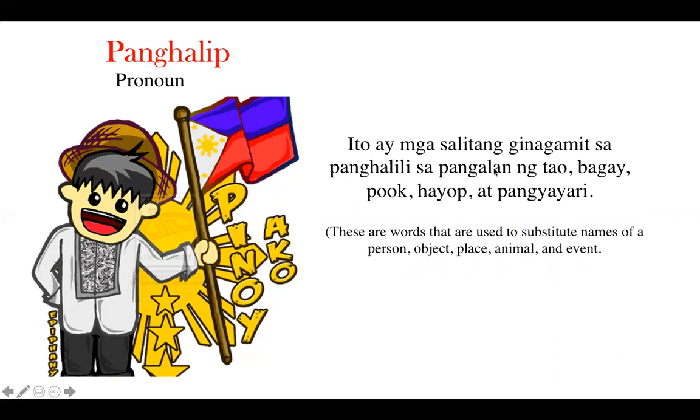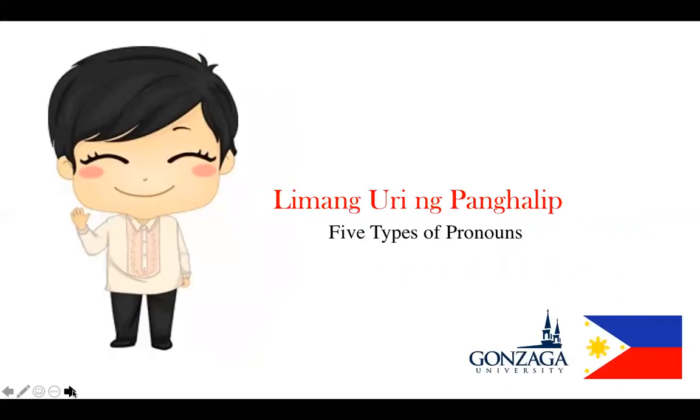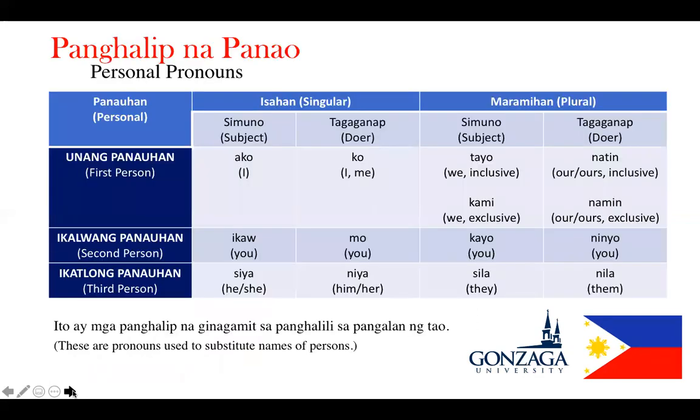So I'd like to introduce you to the 5 types of pronouns that we have in the Filipino language. Okay? Or 5 uri ng panghalip. Uri means types. Uri can also be translated to types or kinds. And 5, of course, 5. Let's start with the first one. Now, in English grammar, we have personal pronouns, right? So we have the first person, second person, and third person pronouns. The same is true with the Filipino language. Okay, we also have the same.